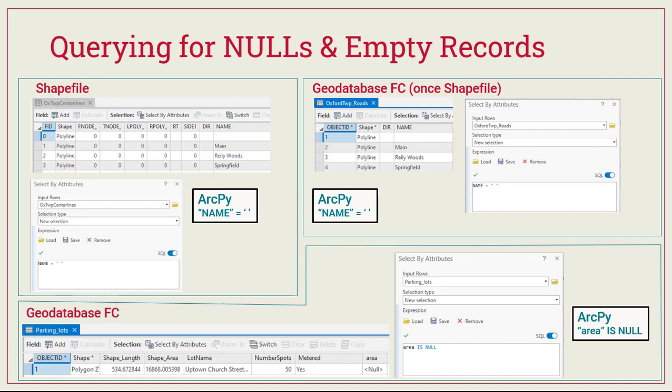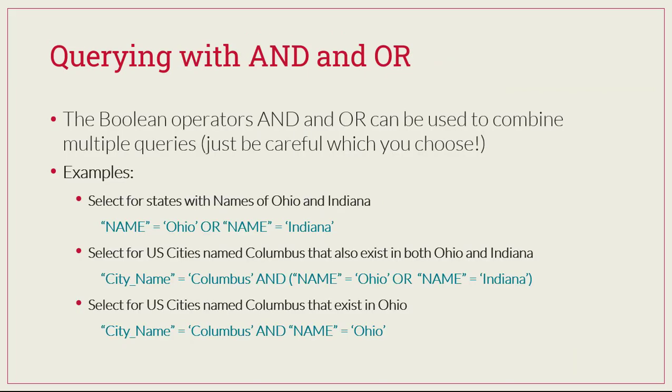So all three of these methods are going to select out blank or empty records, but how you do that query is completely dependent upon the data type that you have. And for a geodatabase feature class, it's completely dependent upon the original database home of that feature class, whether it was once a shapefile or it was created within a geodatabase.